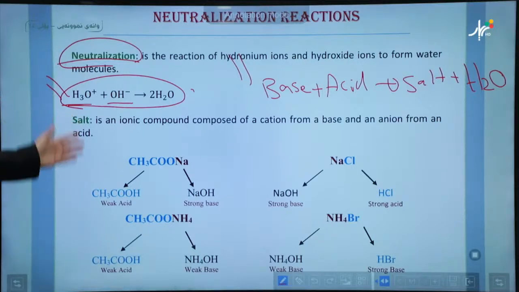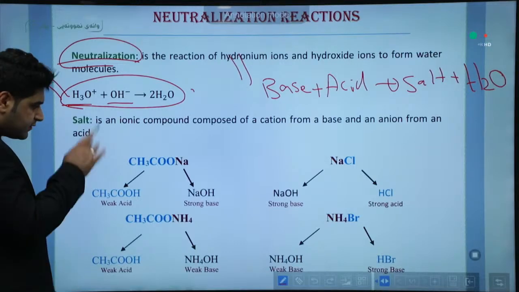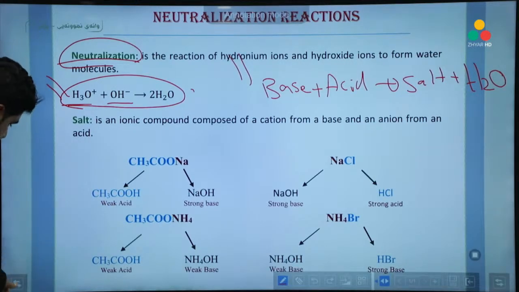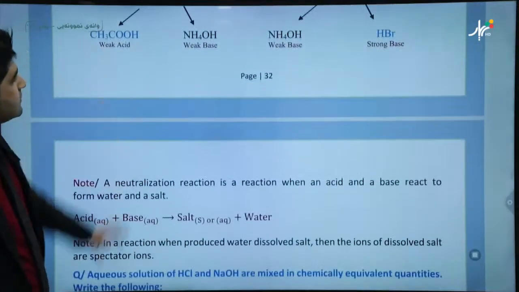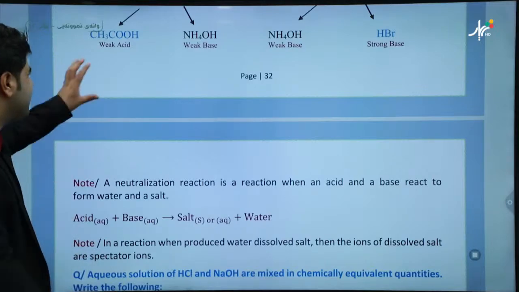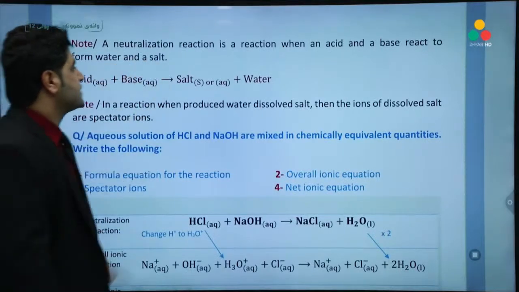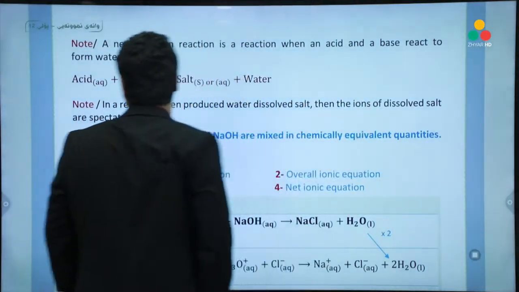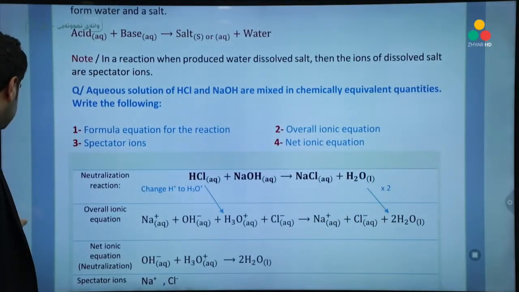Salt is an ionic compound, we know that. It consists of a negatively charged anion and a positively charged cation. The source of the anion is the acid. I'll talk about that in chapter 4. For now, it's not important. I will talk about types of salt in chapter 4 because we need them for chapter 7 also. Now, a neutralization reaction is the reaction when the acid and base react together to form water and salt. So that's the rule.